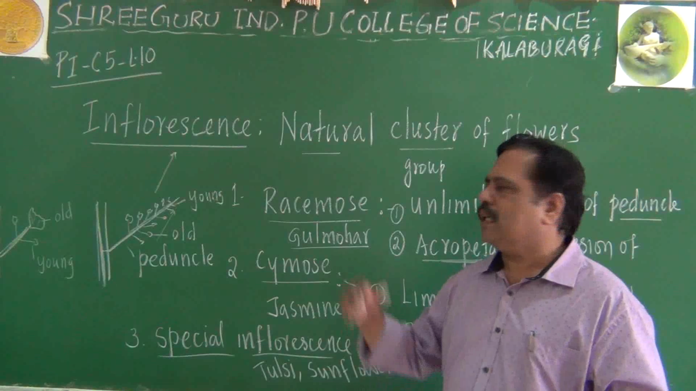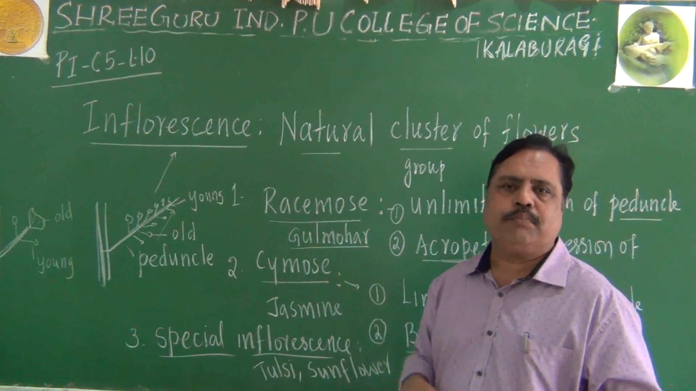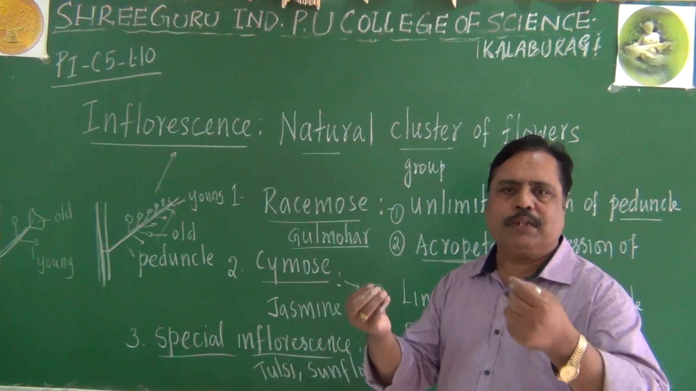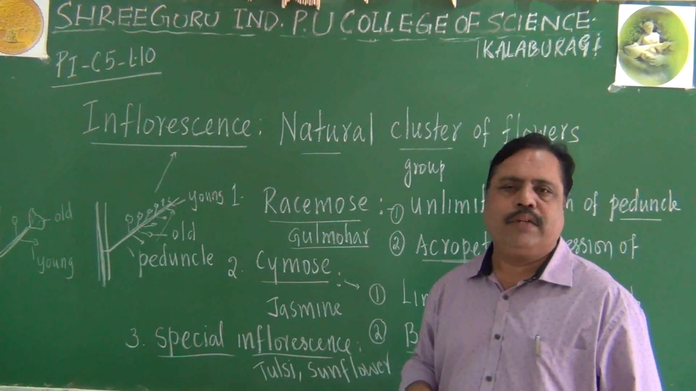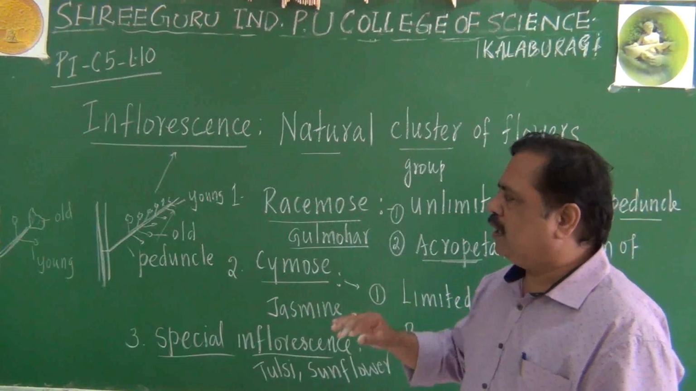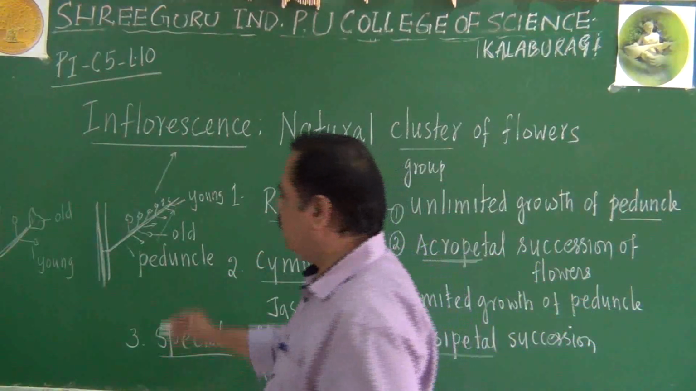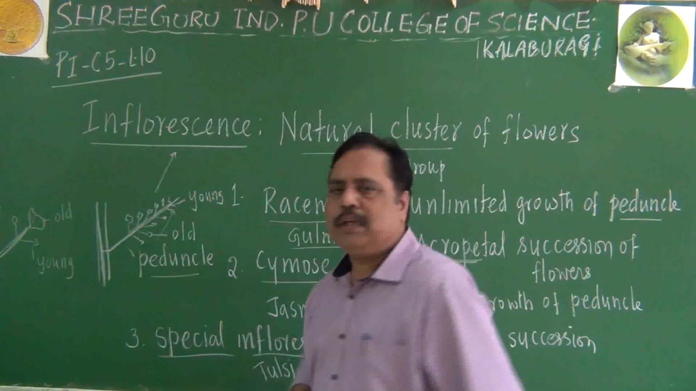Special inflorescence can have both the characters mixed in them. There will be something special type actually. Example, sunflower, tulsi, we can say. So remember this point. One new word I introduced here is peduncle.